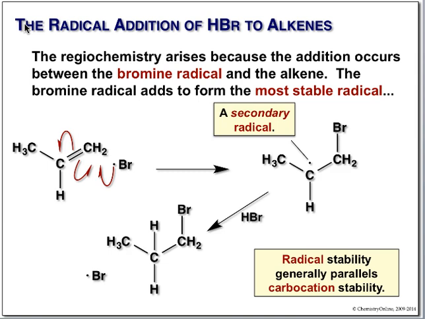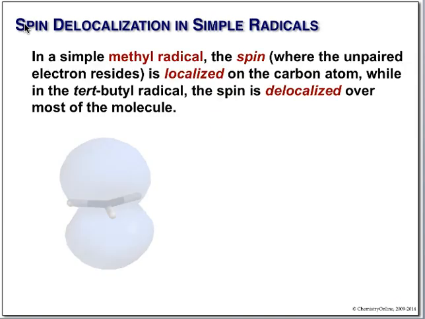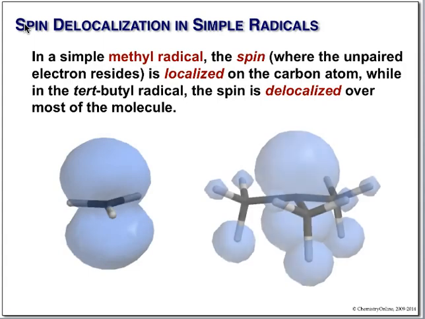I have a couple maps here. When we speak of radicals, we talk about spin. Remember, a single electron will have a spin associated with it. This is a spin density map calculated for a methyl radical and a tert-butyl radical. And the point of this is simply to show that when we have a simple methyl radical, the radical spin, that is the electron itself, is associated right here on this carbon in this p orbital.